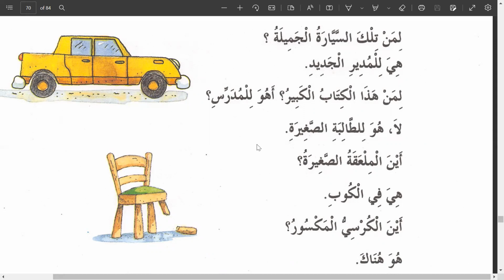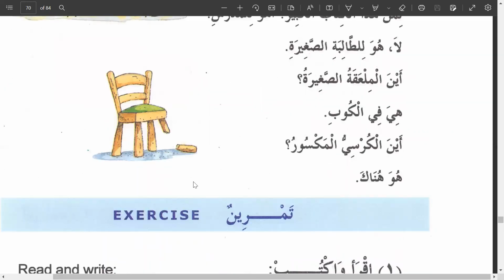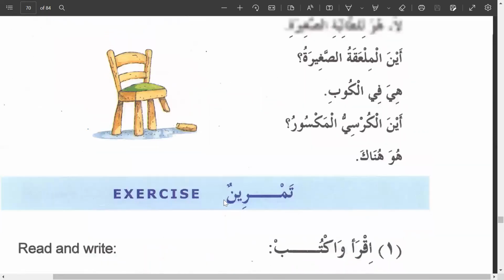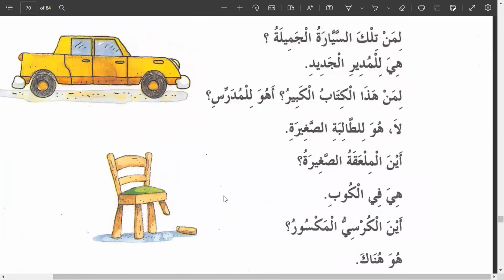Athar, yes. Do you have time so that we can complete these sentences from before, the exercise? Yes. Okay.